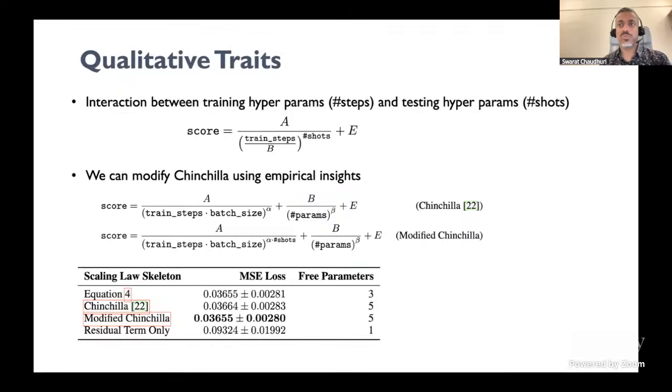So you can also do something after this. If you're thinking of yourself as an LLM scaling law person, you start with the Chinchilla law from the previous paper, and then you say, okay, maybe I should bring in this insight about shots into the Chinchilla law, combine the old Chinchilla law with this new discovery that was made by Laser, and then you find that this modified Chinchilla actually is able to do better than both the old Chinchilla and also the Laser law itself.